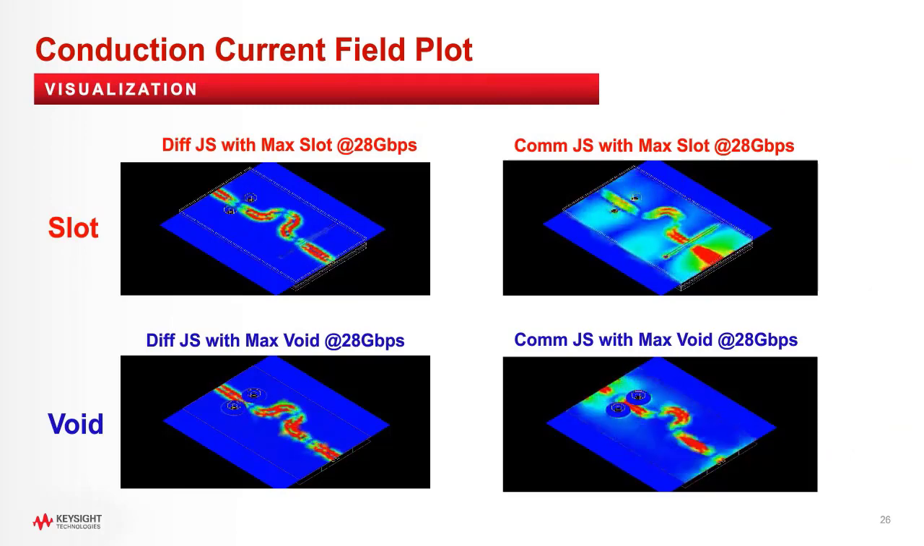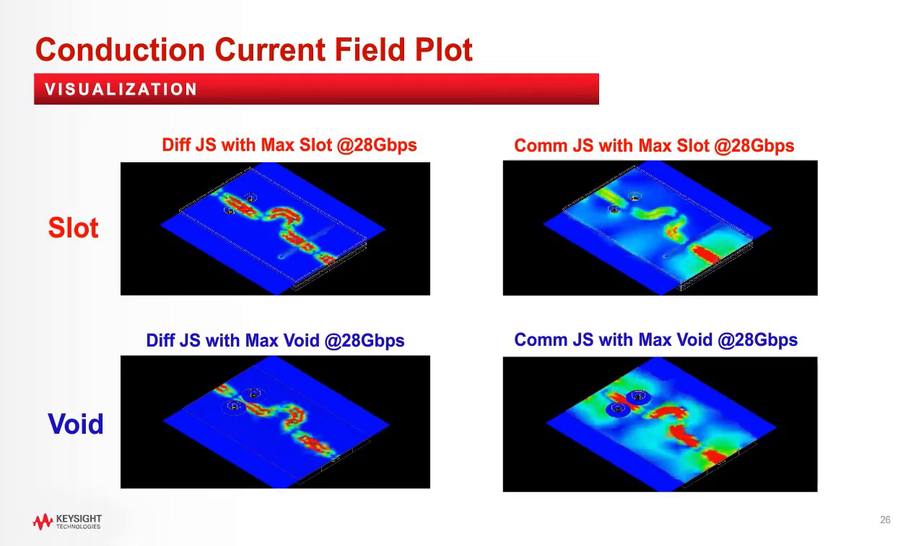In this slide, I put some extra information on the conduction current field plots for voids and slots. You can see that the conduction currents on the ground plane are much spread over due to the voids and slots. This could potentially cause some EMI problems of the boards.